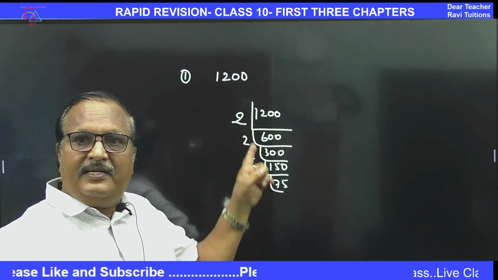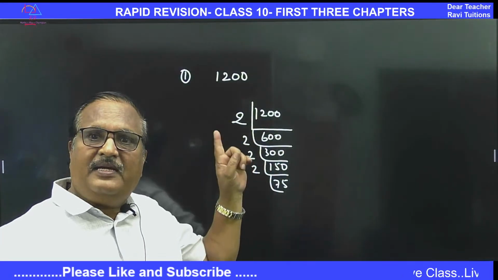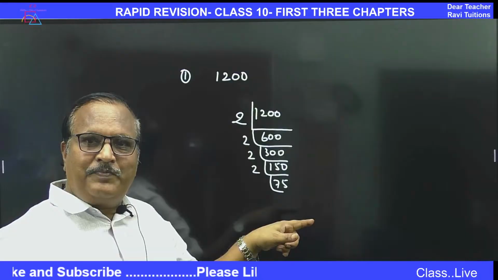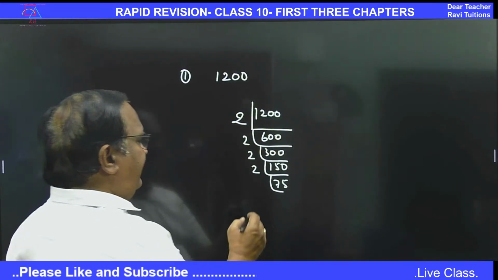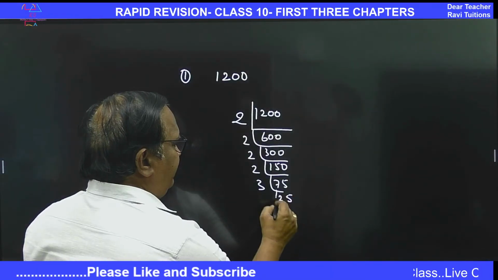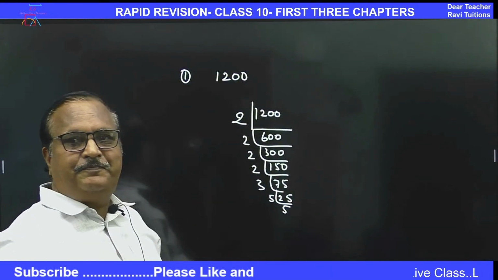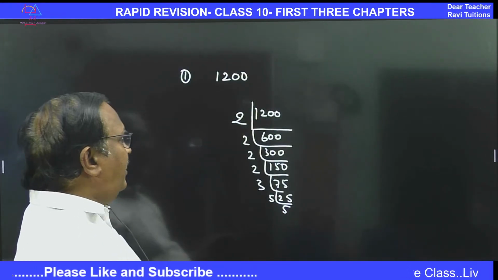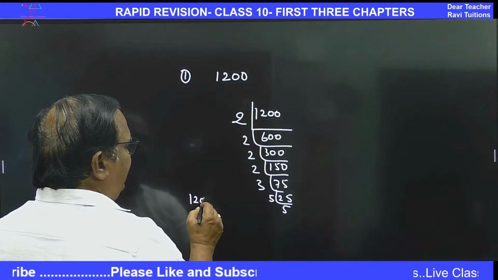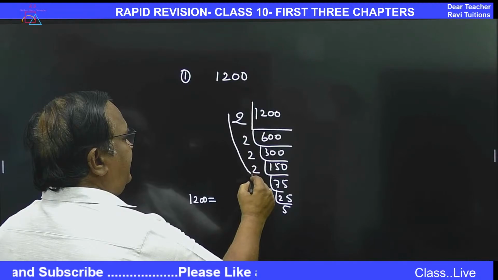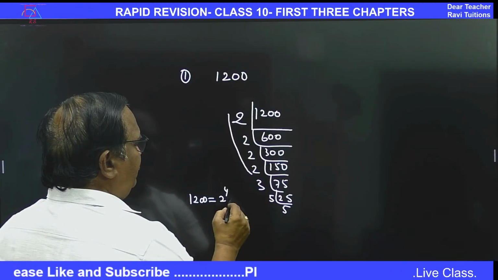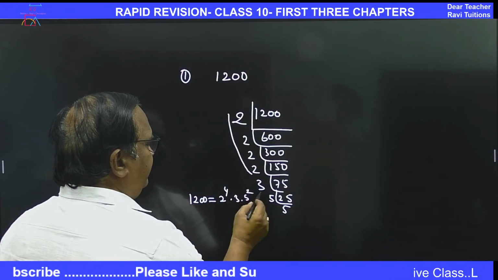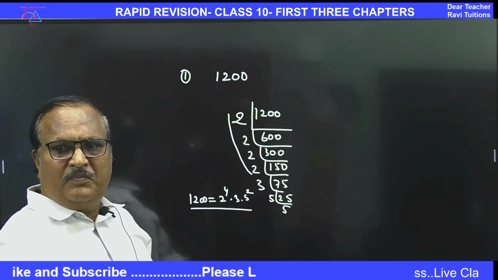Whenever I want to find prime factors, I always start from the smallest number. Now 75: 3 divides, 5 also divides, but I will take 3, giving 25, again 5. So over. Keep doing this till you get a prime number. Then how to write this? 1200 is equal to, how many 2's are there? 4 2's. 2 to the power of 4, dot, 3, dot, 5 squared. This is the answer.